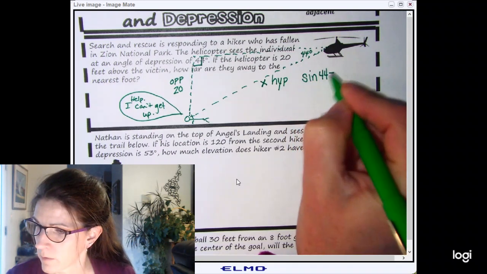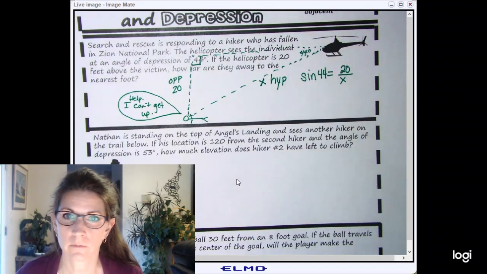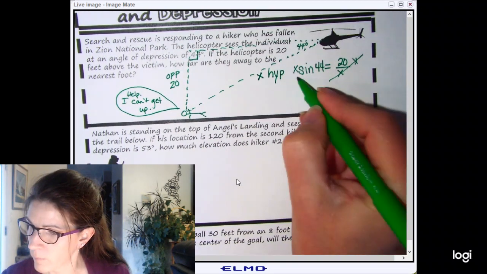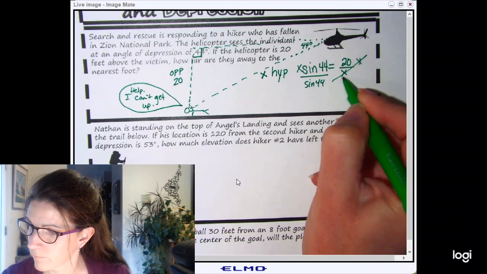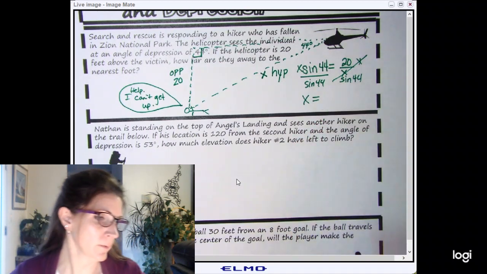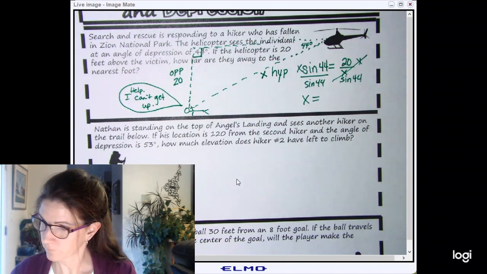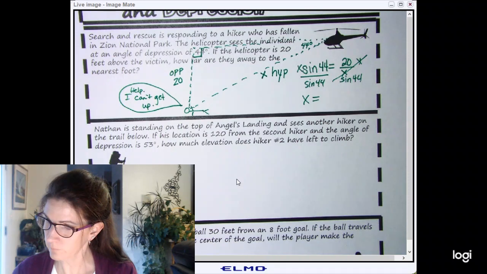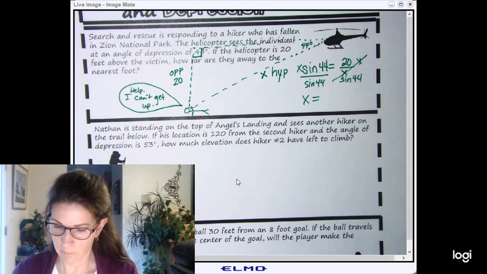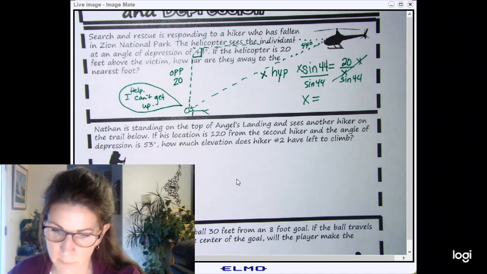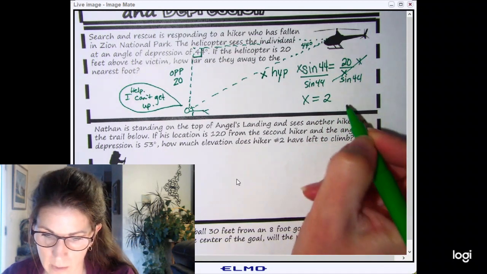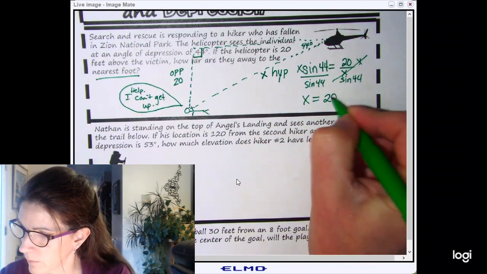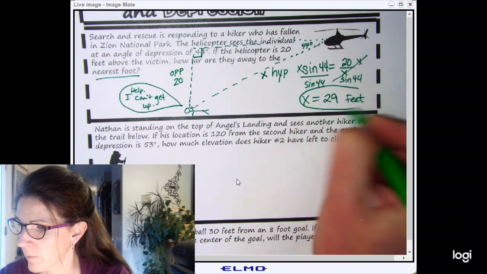Sine of 44 equals opposite over hypotenuse. Times both sides by x. And then I need to divide by sine of 44. So x will equal, let me grab the calculator here, 20 divided by the sine of 44. Oops, I put 77. That's not going to help me. 20 divided by sine of 44. Now, I really recommend when you're doing these problems with me, grab your calculator while I'm doing it and make sure that you're getting the same answer as me. Now, I got 28.79, but it also said round to the nearest foot. So that would be 29 feet. That helicopter is 29 feet away from that victim.